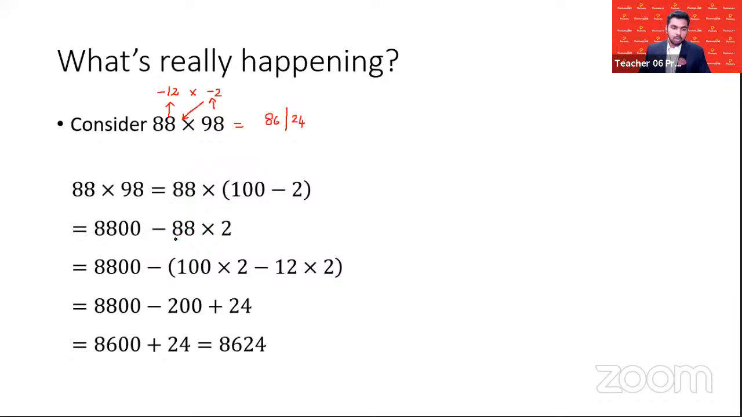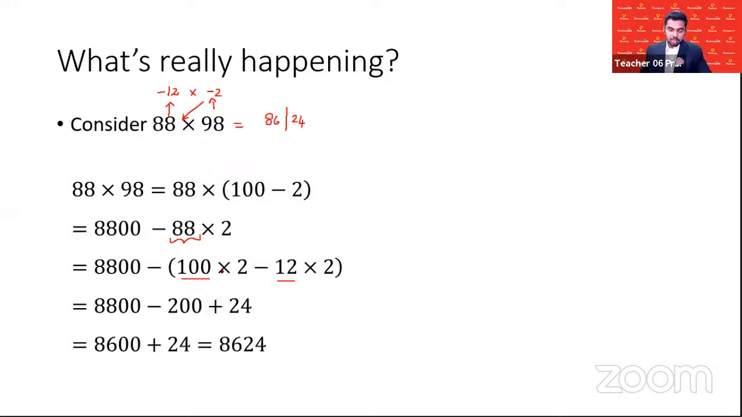Now next what we are going to do is split this number 88 as 100 minus 12. So you can see 100 minus 12. And to each of these numbers we are going to multiply 2. Okay. So what we get here is 200 from the first part and 24 from the second part. Now you distribute the minus sign inside, you will get 8800 minus 200 plus 24.